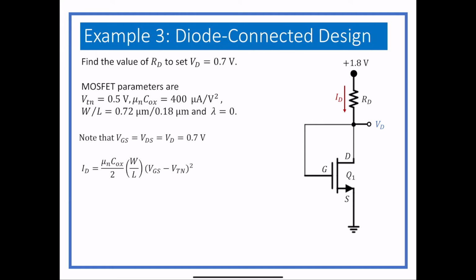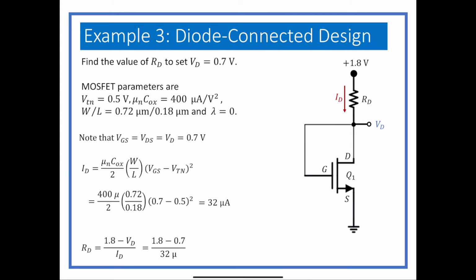So in this case, we just use the ID equation and just plug numbers in. We don't even have to think about it too much. And we plug numbers in and get 32 microamps for the current. Now that we know that, all we have to do is use Ohm's law and take 1.8 volts minus the voltage of the diode, which is 0.7, divide by the diode current, or the drain current, which is 32 microamps, and we get 34.4 kilo ohms.